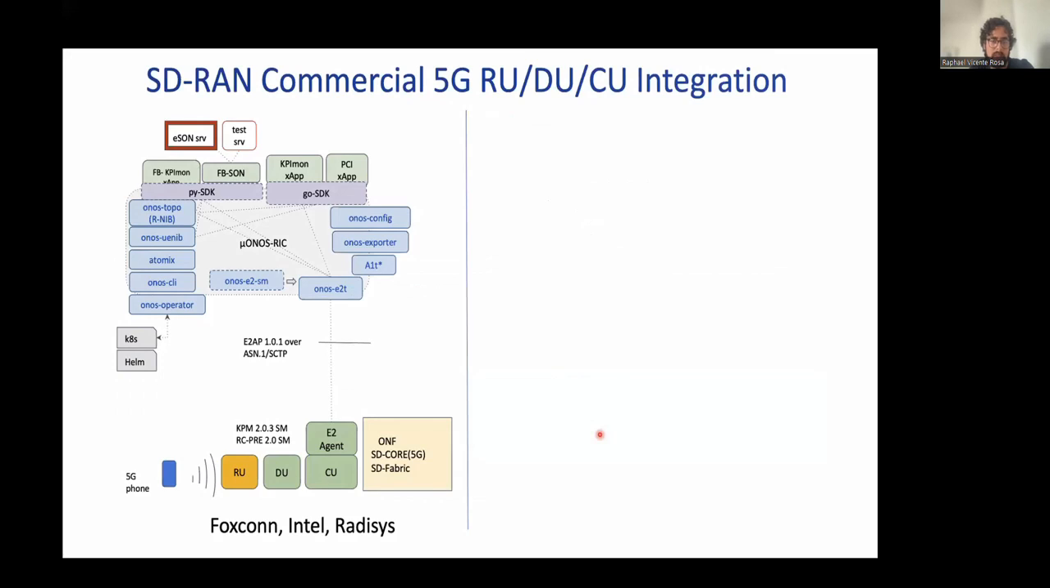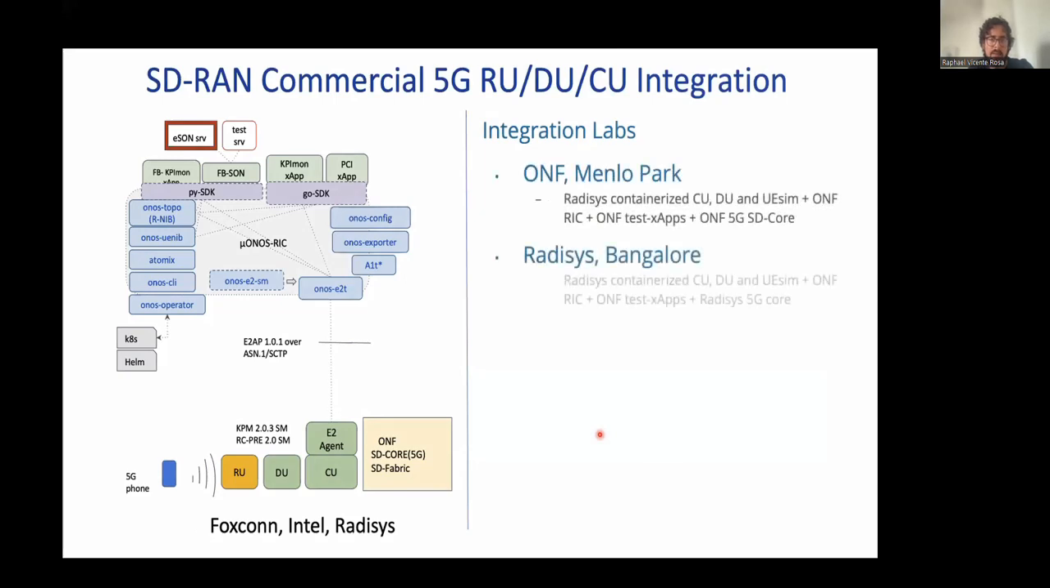This was only possible to be achieved because we worked with different integration labs. One of them was ONF in Menlo Park, where we had CU/DU components in a virtualized manner together with a UE simulator provided by Radisys, where we had integration with the 5G SD-Core and the xApps. In Radisys, we had another integration lab where Radisys ran CU/DU components with their own 5G core, testing the ONF RIC and the test xApps.